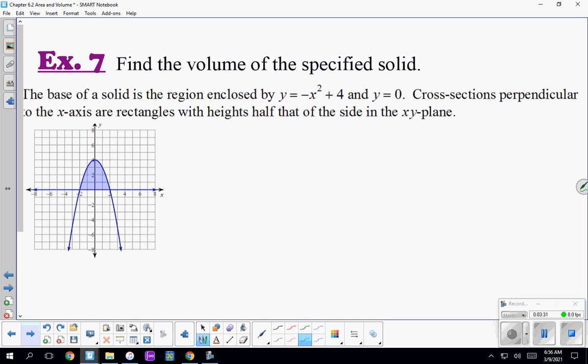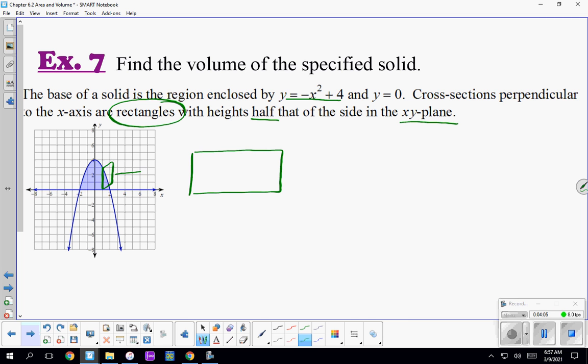Okay, I think this might be our last example, but again, we have a base region, and we're dealing with cross sections perpendicular to the x-axis again. And this time they are rectangles with their heights half of the side in the xy plane. So here's the xy plane, and we have these rectangles coming up. And the last problem, they were squares, so we knew their height and their base were the same. In this case, they are rectangles.